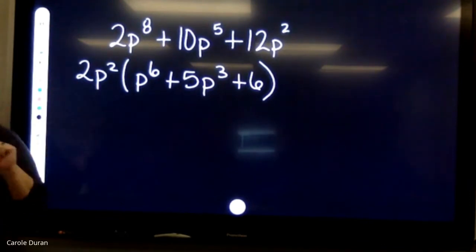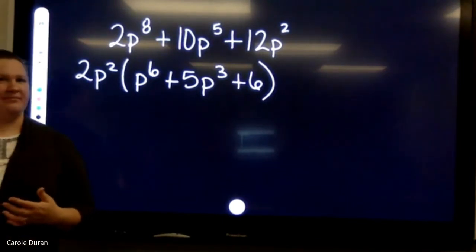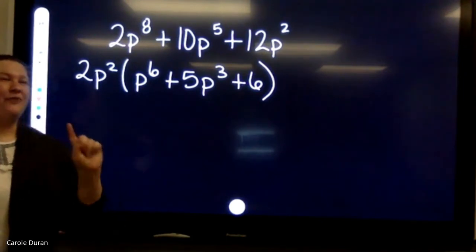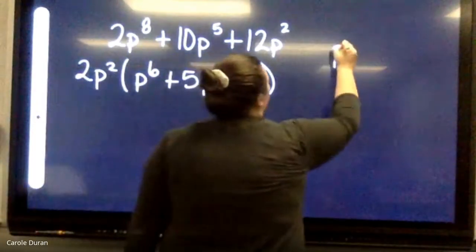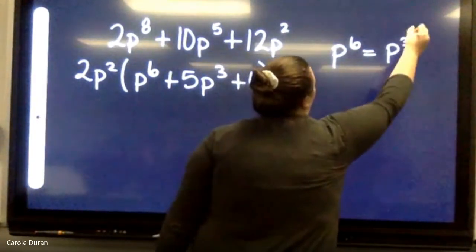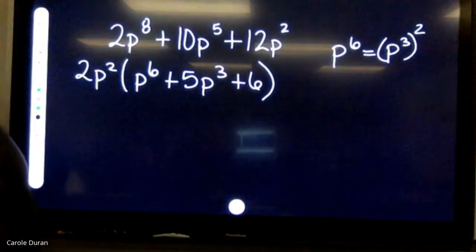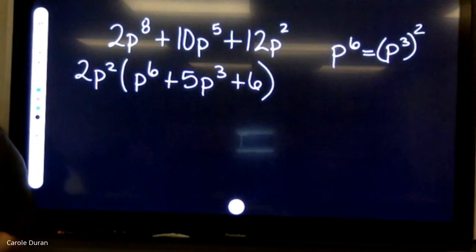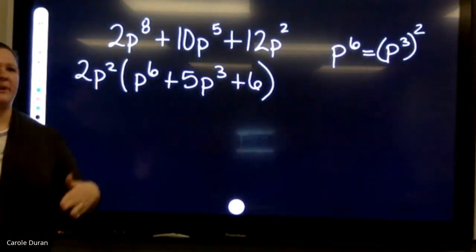What's the scariest part here? It's a p to the 6th and it's a p cubed. What if I temporarily replace those with something a lot more manageable? For example, p to the 6th is the same as p cubed squared, right? Do we acknowledge that p to the 6th is the same as p cubed squared?